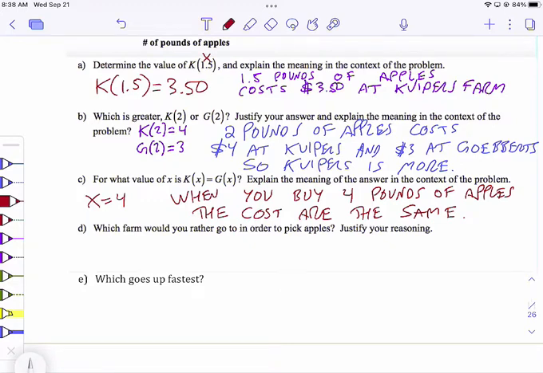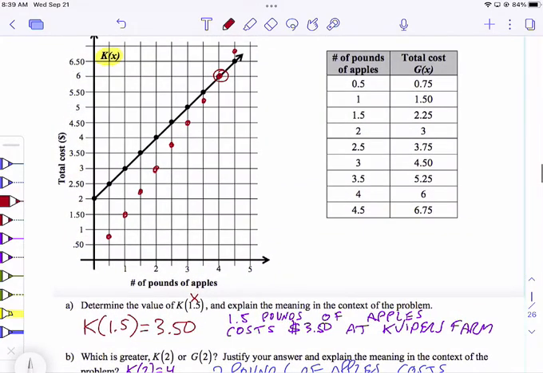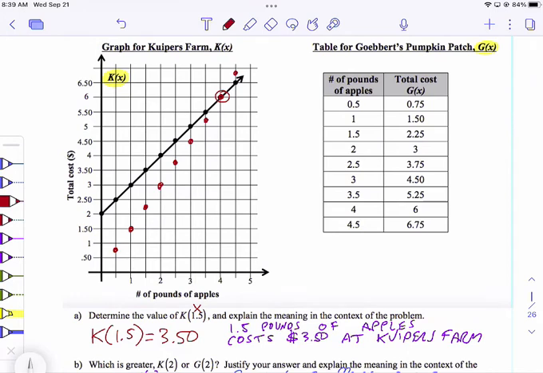Which farm would you rather go to in order to pick apples? So this one is an opinion question. Is there one that's always better than the other? Which one do you think is always better? I think Go-Bird's is always better. If you were buying 40 pounds of apples, you'd go to Go-Bird's.